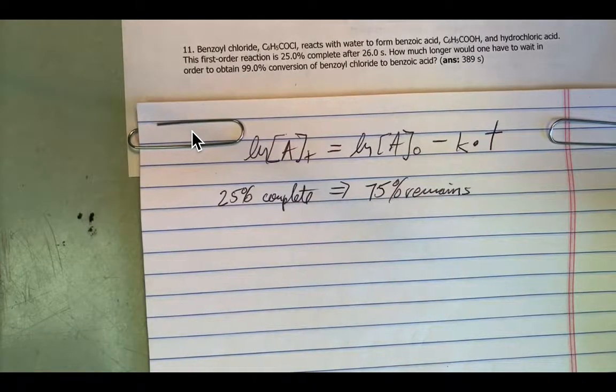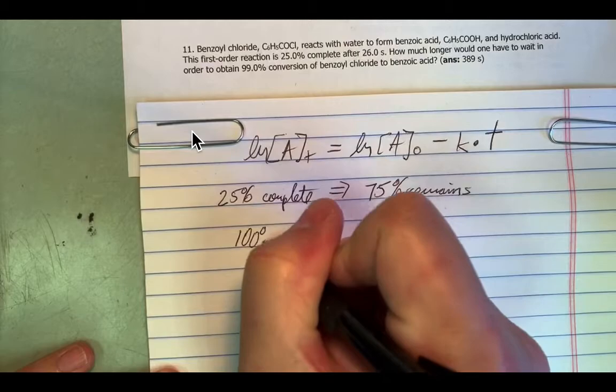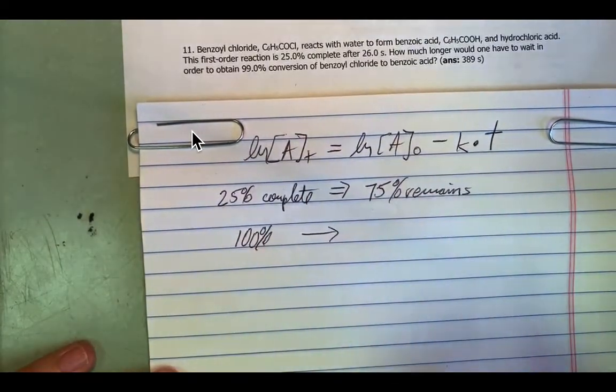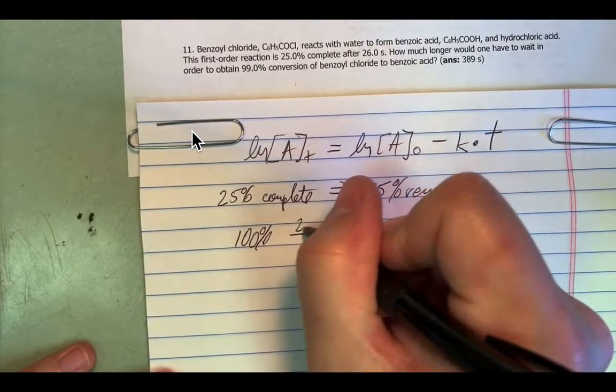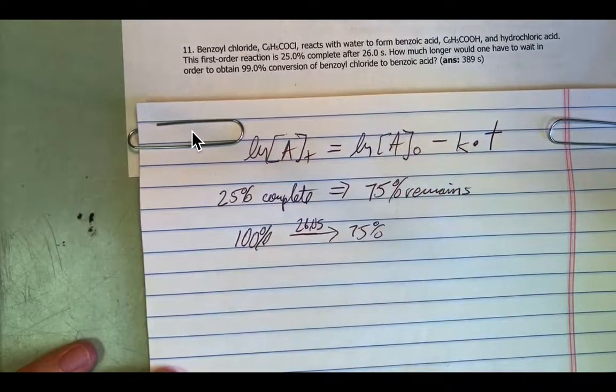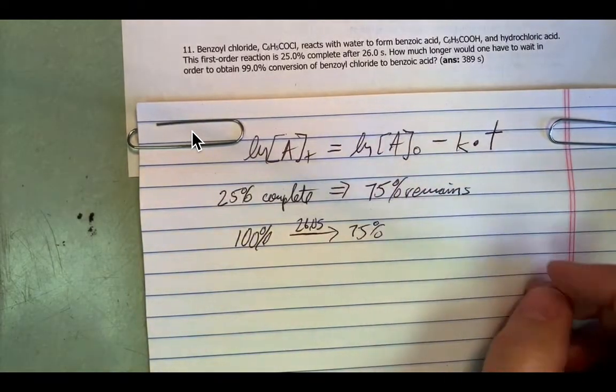Once we have that in hand, we can do a little trick and say that our reaction has gone from 100% to 75% over the course of 26 seconds. And now we can kind of fudge those concentrations that we're going to put in. I'll show you what I mean by that. Ultimately, I'm going to need to figure out a K here. I'm going to use this equation again.